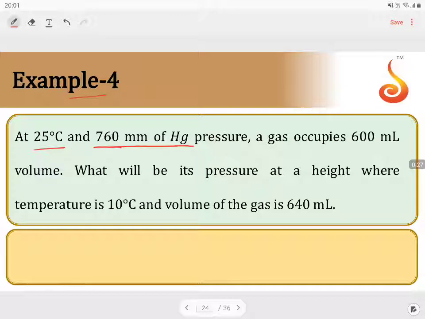We know 1 atmosphere is equal to 760 mm Hg. So this is equivalent to 1 atmosphere originally. So let us keep it aside. A gas occupies 600 ml volume. What will be its pressure?